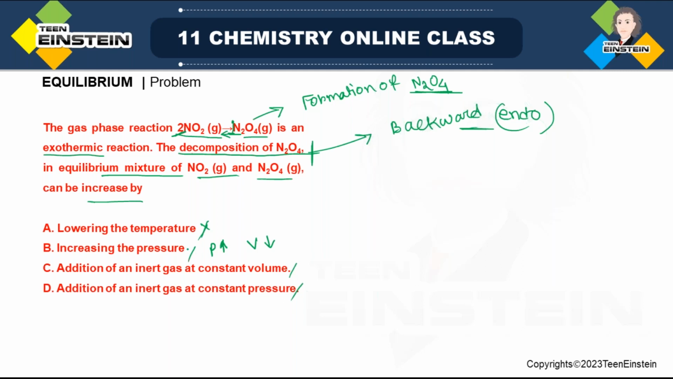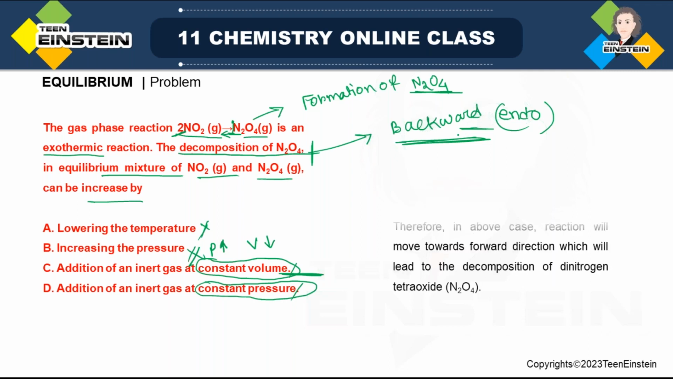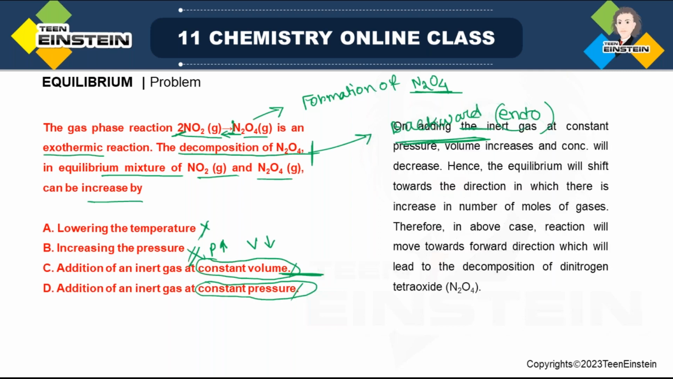Then addition of inert gas under constant volume. Now when it is under constant volume, you are adding inert gas, there is basically no change. And the last one is saying that when it is constant pressure condition and you are adding inert gas, so volume will increase, number of moles high, so that direction will be favored where volume is high. Now in which direction is number of moles or volume high? It is basically the backward direction. That means addition of inert gas at constant pressure will favor this.